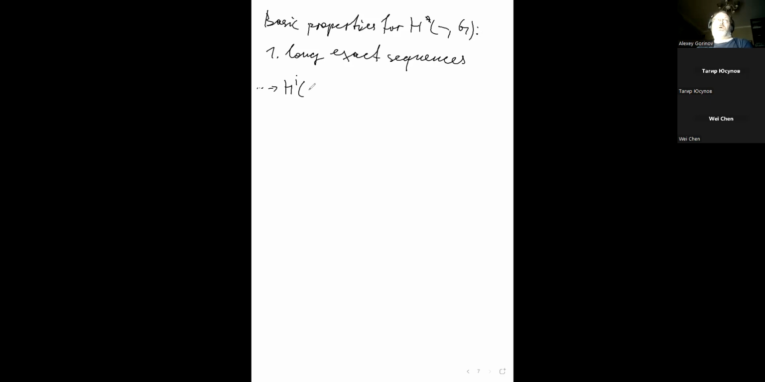Well, firstly, we have long exact sequences, but one needs to be careful because all arrows are reversed. So no, this one should be H of A.